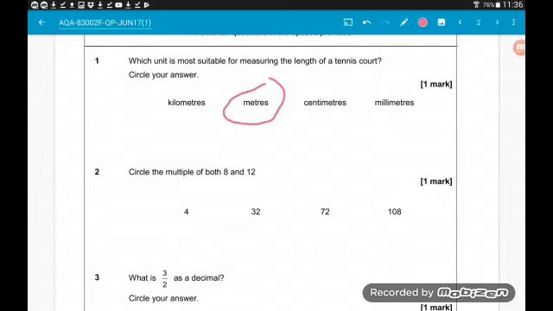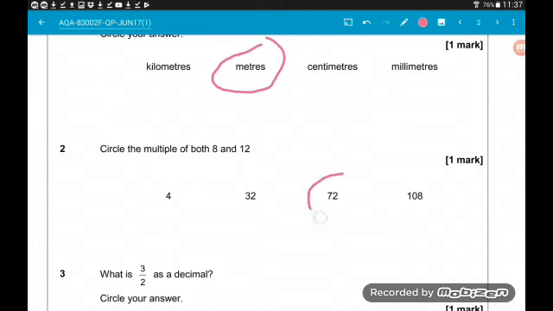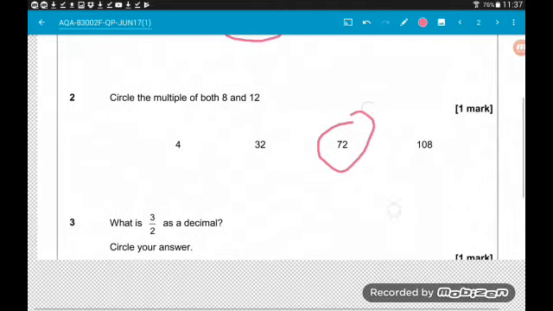Question 2. Circle the multiple of 8 and 12. So a multiple means a number that 8 and 12 both go into. So neither one goes into 4, 8 goes into 32, but 12 doesn't. Both of them go into 72. 8 goes in 9 times and 12 goes in 6 times. So 72 is our winner.